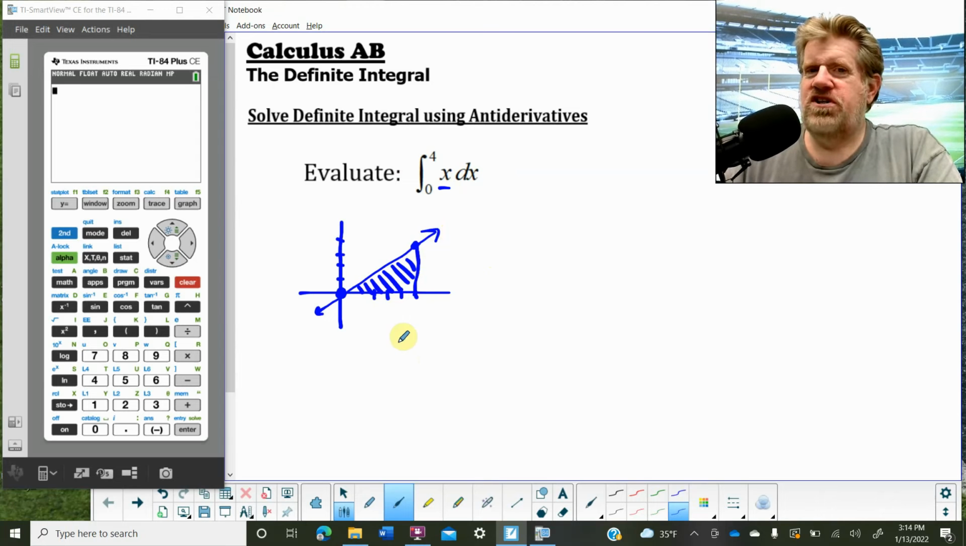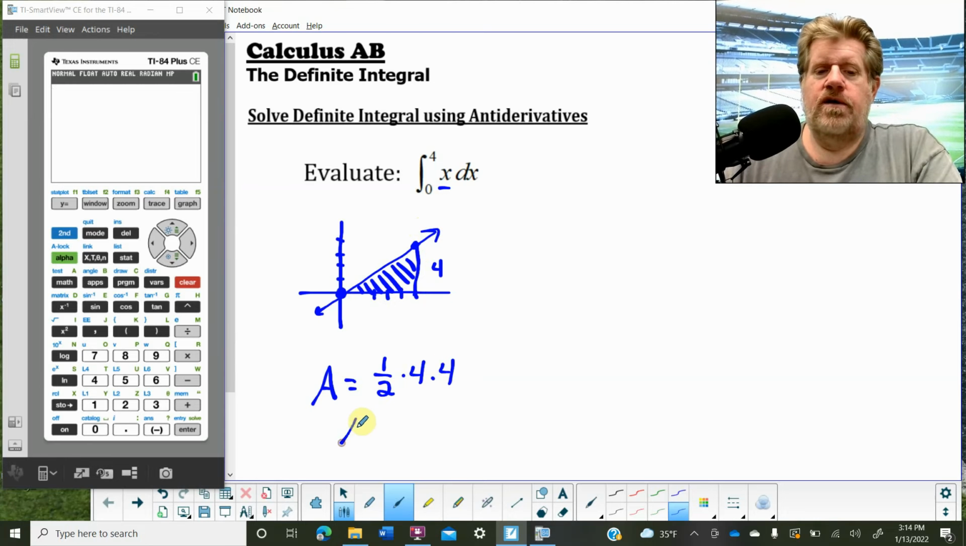So let's just look at it geometrically. What if I had this graph? Now I know it's not drawn to scale necessarily, but the base of it is 1, 2, 3, 4, and the height of it should also be 4, since that point is 4, 4. And half of 4 times 4 is 8.